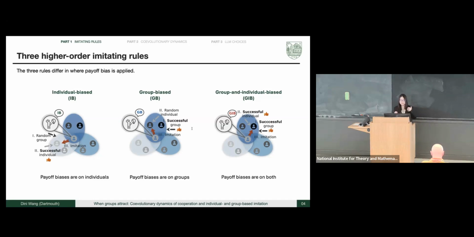By contrast, in the group bias update, the payoff bias is based on the selection of the group. That is to say, the focal individual will first select a more successful group and then randomly select an individual in that successful group for imitation. Finally, we combine these two biases together to get the group and individual biased rule. So the focal individual is attracted to both a very successful group and also a very successful individual within that group. In a word, these three different rules capture the different scales of payoff-biased imitation dynamics on high-order networks.